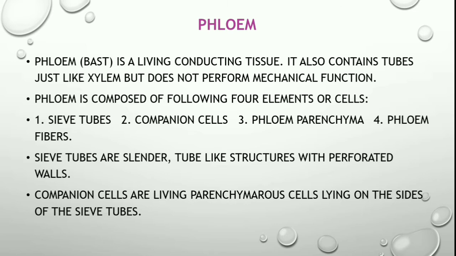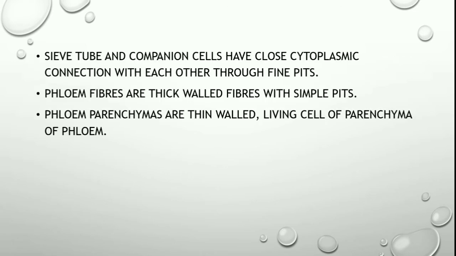Sieve tubes are slender, tube-like structures with perforated walls. Companion cells are living parenchyma cells lying on the side of the sieve tubes. Sieve tubes and companion cells have close cytoplasmic connection with each other through fine pits. Phloem fibers are thick walled fibers with simple pits. Phloem parenchyma are thin-walled living cells of parenchyma of phloem.